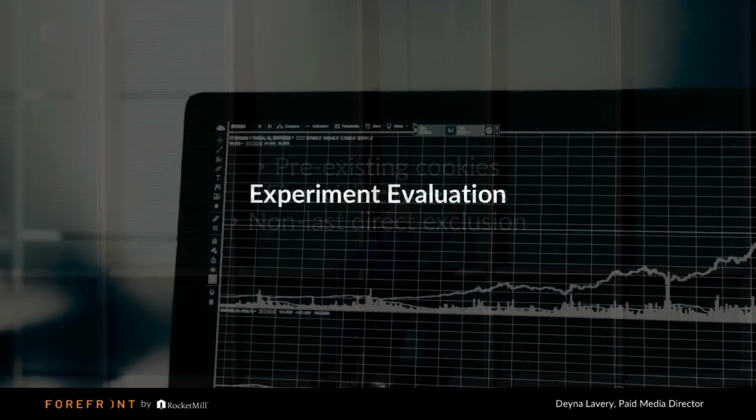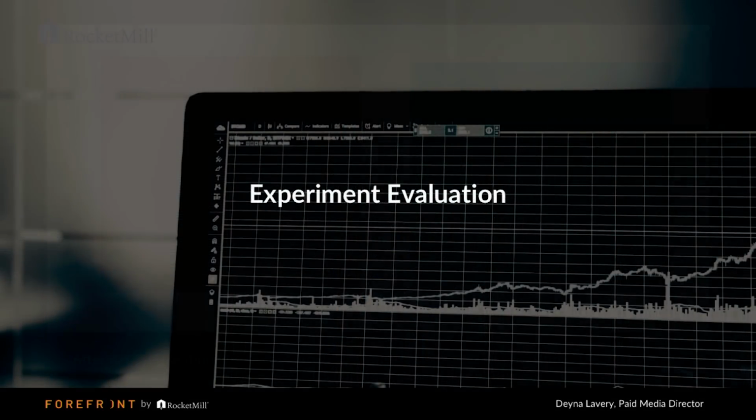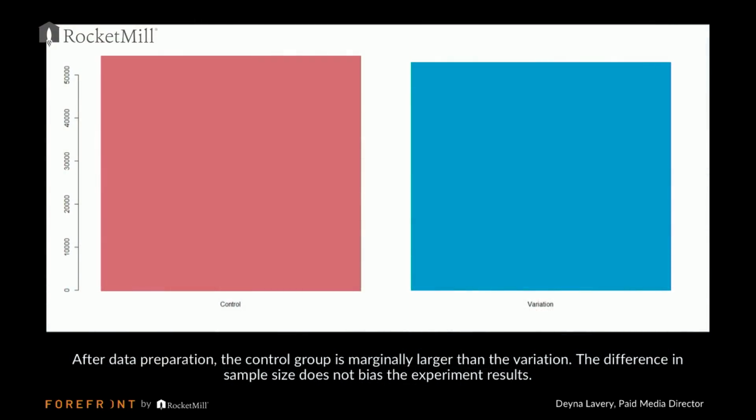Okay, so now we've got the test laid out. I'm going to run through the results we found. Just to run through again, we have the control group, which sees PPC ads as normal. We then have the variation in blue, which are people who see a single PPC ad or come to the site organically and are then served no further ads. So the first step was to make sure the groups are the same size. As you can see, they're roughly the same size, which is great.